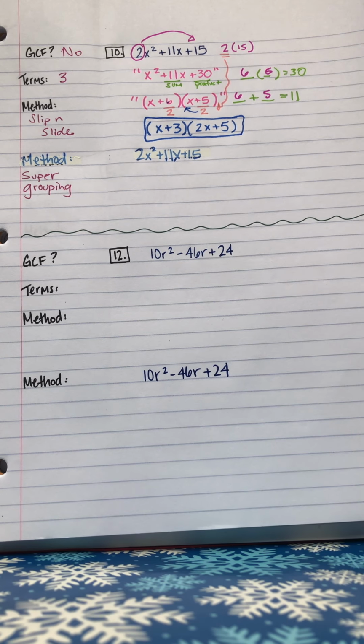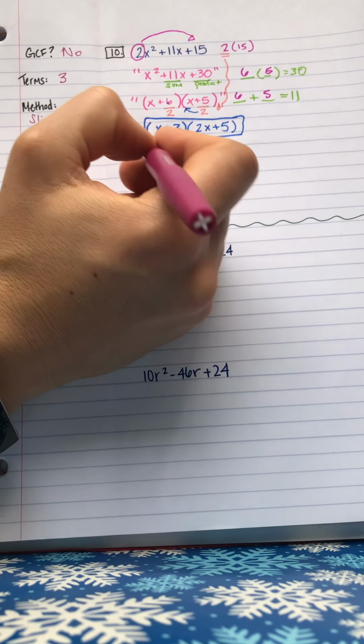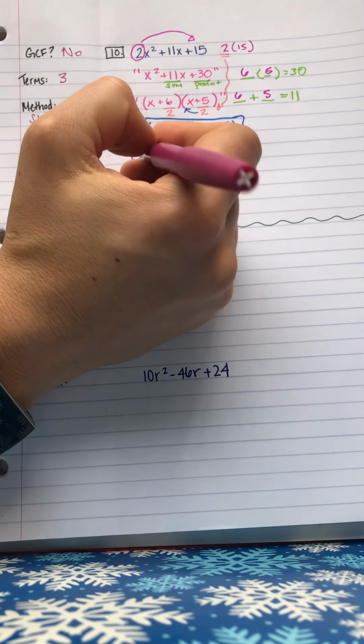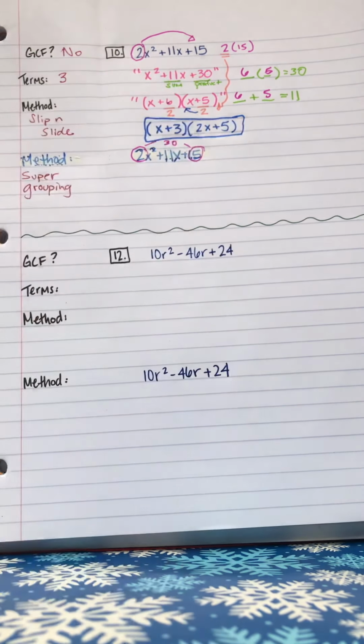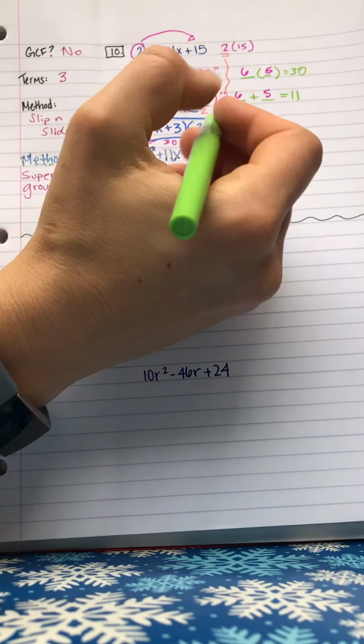Okay, now we're going to do the same quadratic, but some of you prefer supergrouping, so we're going to do it with supergrouping if I have enough space. For supergrouping, it's kind of the same idea as slip and slide. You are playing the P's and Q's game, but you start off by multiplying the first and the last term together. 2 times 15 is 30. Now you play the P's and Q's game, exactly the same as you played up here.